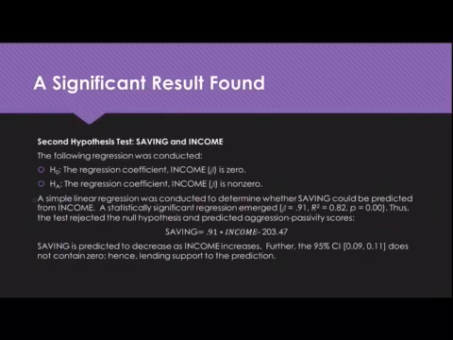In this test, a simple linear regression was conducted to determine whether savings could be predicted from income. A statistically significant regression emerged. Our beta is 0.91. R squared is 0.82, and our p-value is 0. Thus, the test rejected the null hypothesis and predicted aggression passivity scores.